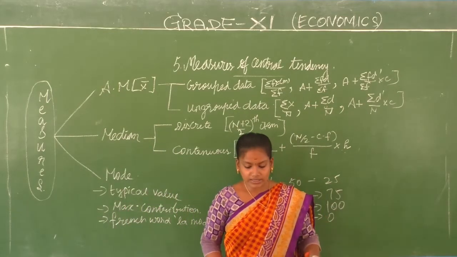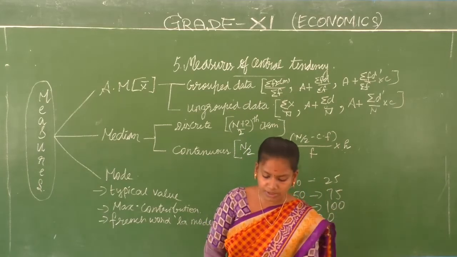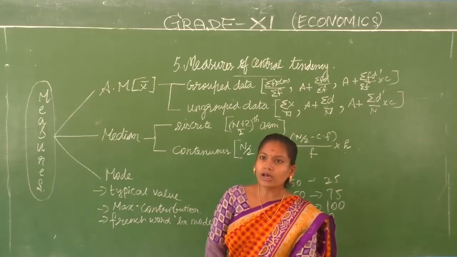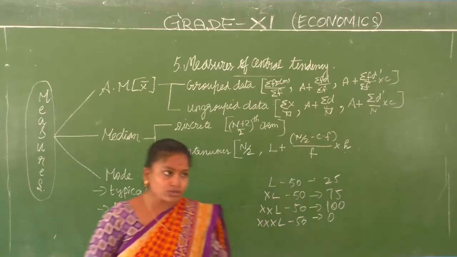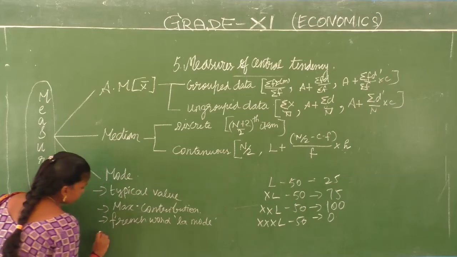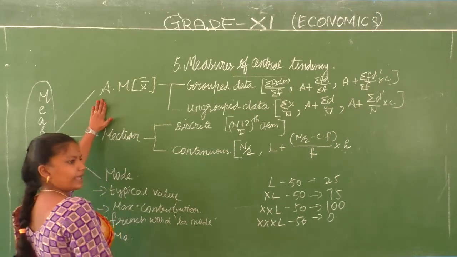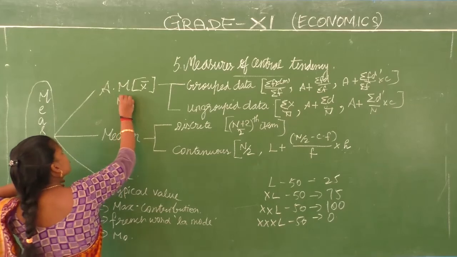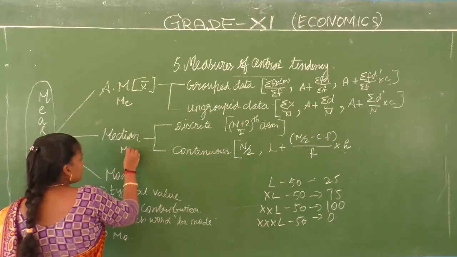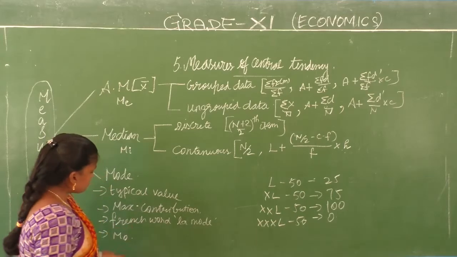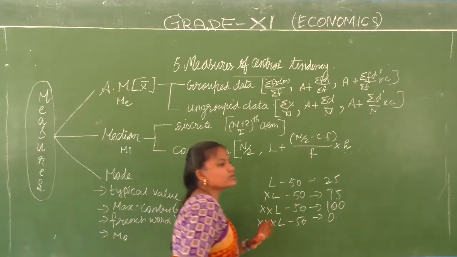So what is it, children? Mode tells you the most frequently used observation. The most frequently observed data is denoted by mode and it is denoted by MO. Talking about this, arithmetic mean is also mentioned as ME. Median is marked as MI, mode is marked as MO. Right, children? So this is all about it.